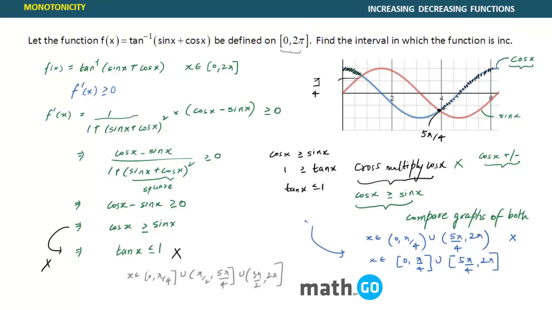So this is the value of x where the function is increasing, and between pi by 4 and 5 pi by 4 it will be decreasing. Now just compare it with the answer that you were getting. This much portion was right, but this does not match. Alright, so this is a very important concept: you do not have to cross multiply a negative quantity. Got it?